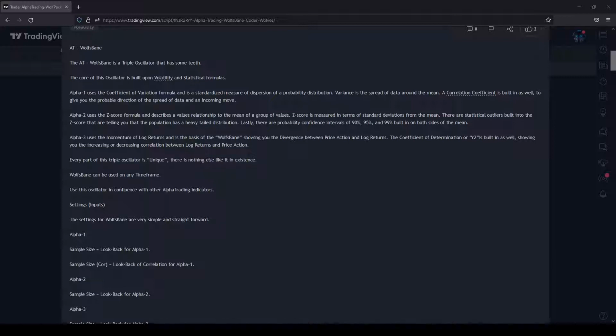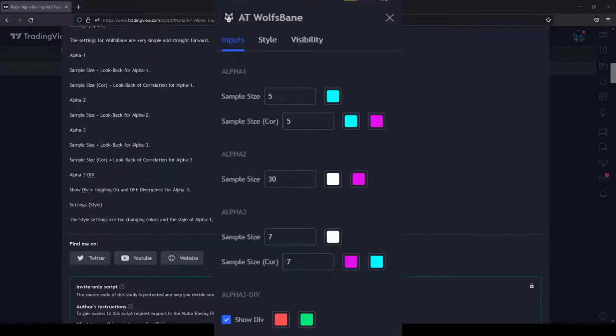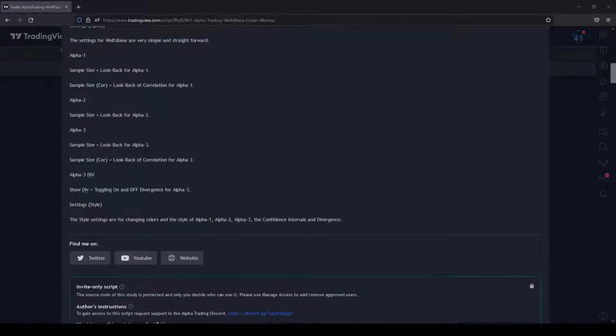As far as the setting inputs go, you'll see a picture pop up for that. For Alpha 1, the sample size equals a look back for Alpha 1. The sample size correlation equals a look back of correlation for Alpha 1. Alpha 2, sample size equals a look back for Alpha 2. Alpha 3, sample size equals a look back for Alpha 3. The sample size correlation equals look back of correlation for Alpha 3. Alpha 3 div, show div, equals toggle on and toggle off divergence for Alpha 3.